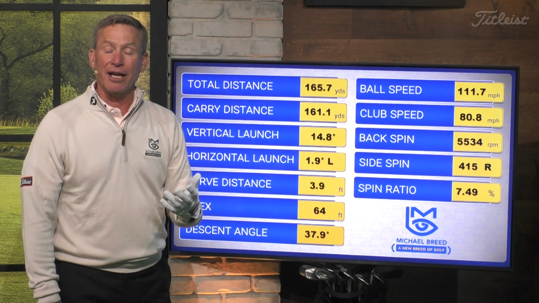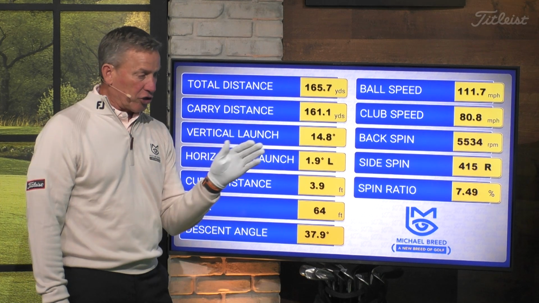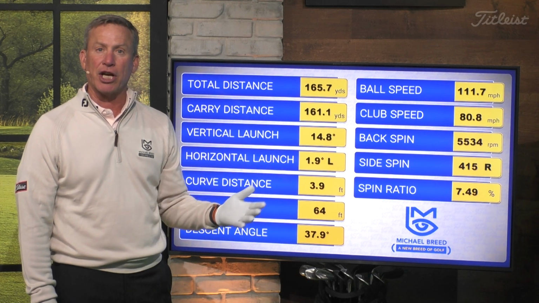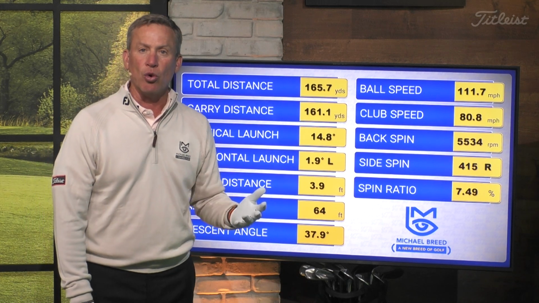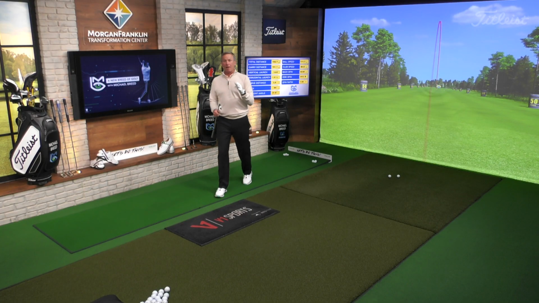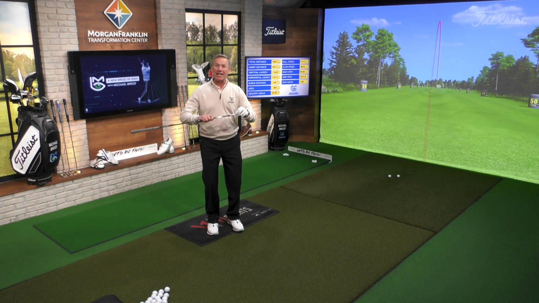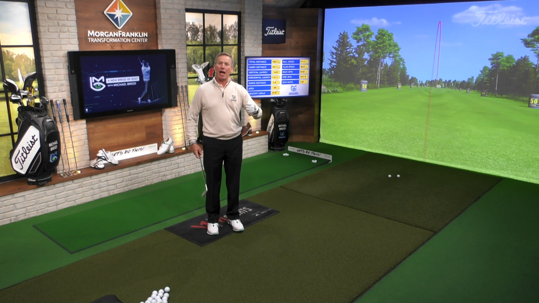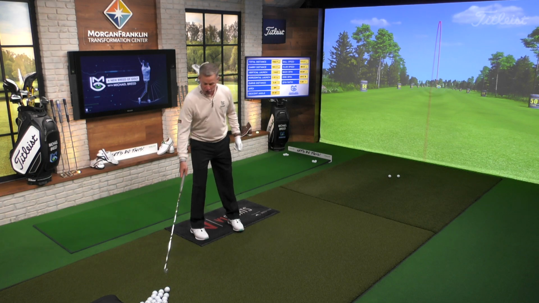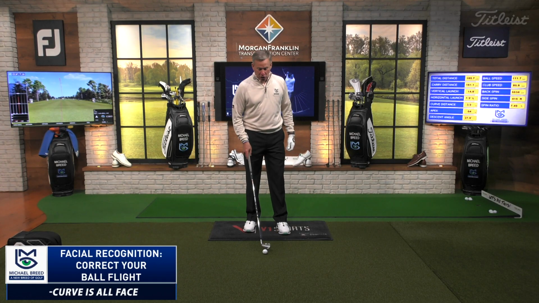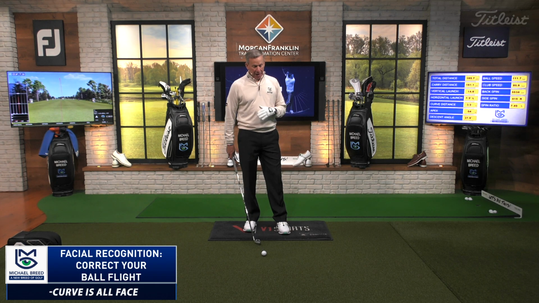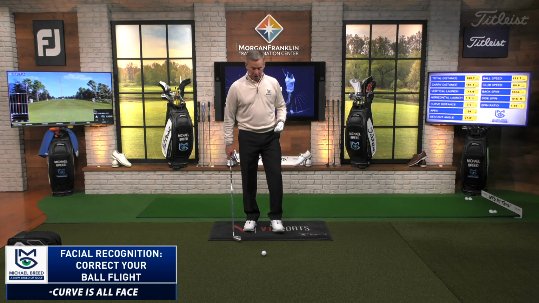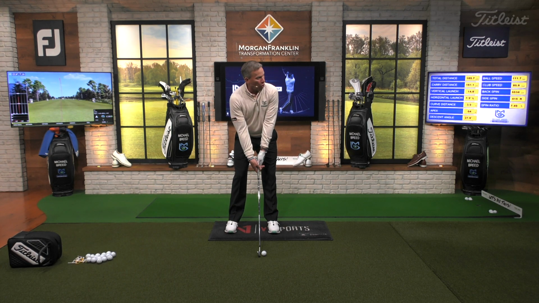So that's a good shot because I want to hit a fade. And I got to start it to the left so it can fade to the right. And then I can chase that ball very easily. So what did I do? When you understand what happened with the face, then you understand what happened with your shot. Okay? So curve is all face. It's all face. And that's why I tell everybody, when you are hitting a shot on the range, watch the ball completely because it's telling you what's going on. Facial recognition, that's all we want to have.